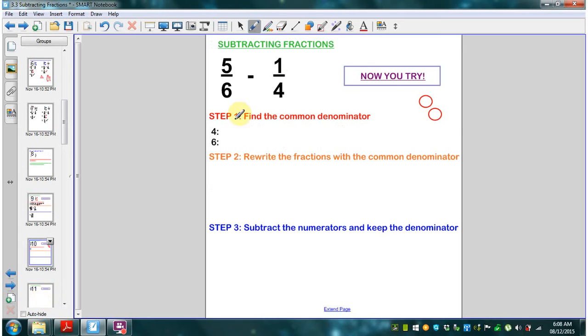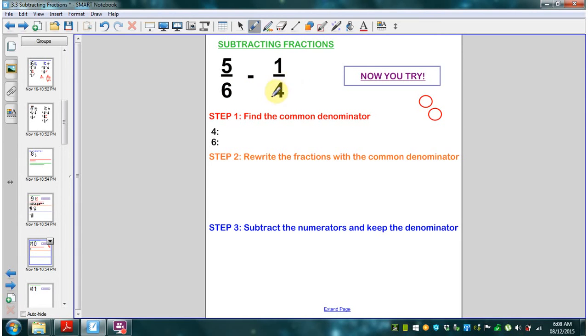Okay, now I want you to try. And when we come back, we'll quickly go through that one and see how you did. Okay, by now you should have this one attempted. Okay, so 5 over 6 minus 1 over 4.